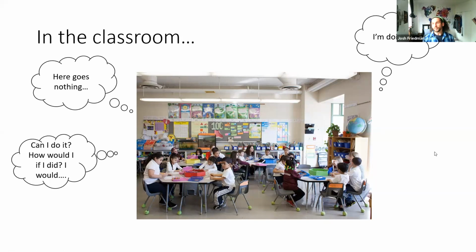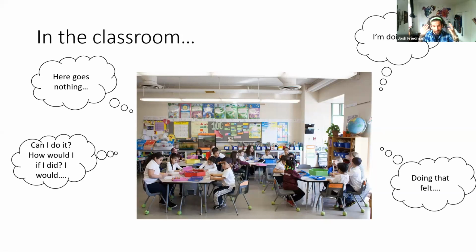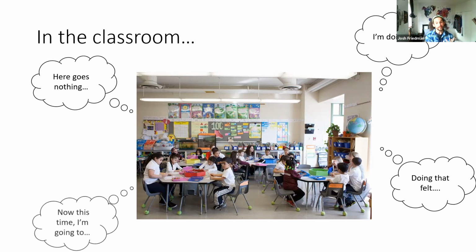And now that I've done it, that felt like I knew more words than I thought I was going to, or I knew a lot less than I thought I was going to. I'm really not ready for number 4. I need to go back to number 3, right? And so then we have this conversation about, now this time I'm going to X, Y, or Z. That's the process of learning. That's that cycle over and over and over again.